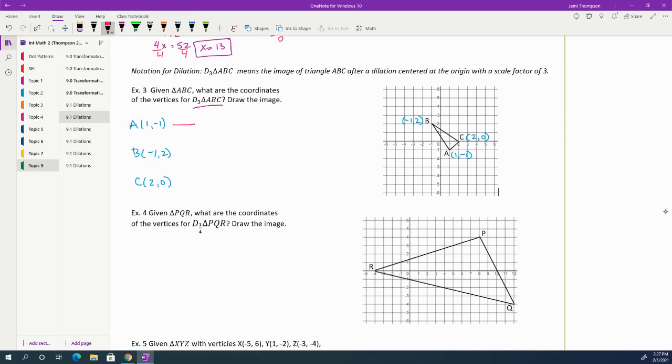And what I'm going to do to create a dilation at the center is multiply each coordinate by 3. So I get a new point, I get the image. Instead of 1 and negative 1, I have 1 times 3, negative 1 times 3. Right? So I'm just going to write a little asterisk here: multiply x and y by 3. That gives me a new point, A prime, which is over 3, down 3.